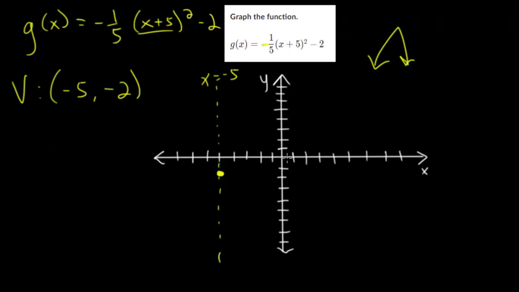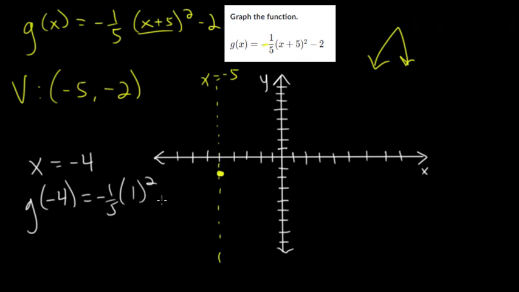So if you go 5 to the right, then you have to use 5 to the left, since those points would both have the same y value. So we're going to pick, let's say, -4 here. So I'll plug in x is -4 into g of x. So g of -4 would be -1/5 times (-4 plus 5), which is 1 squared, minus 2. And we're going to end up with a fraction here.